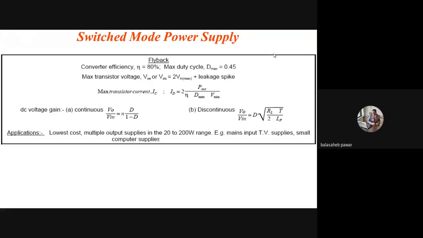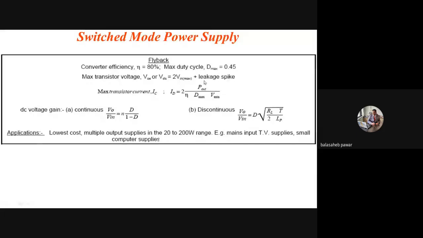Okay, now we'll see the design part of the flyback converter. We'll consider converter efficiency as 80%, maximum duty cycle as 0.45. All these things you have to write in your journal also. Design a flyback converter with the given problem statement. So you have to refer to all these things in detail. Maximum transistor voltage, that is VC, the voltage drop across the transistor, is considered as 2 volt. Okay, it is less than 2 volt, but maximum it is considered as that much. 2 volt is the drop across the switch, either BJT or MOSFET, plus somewhat leakage spikes.